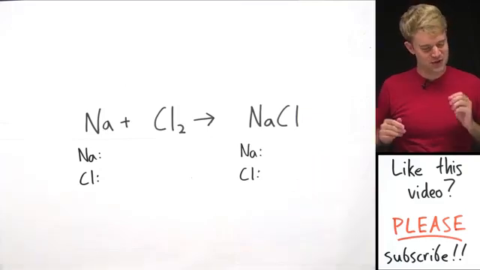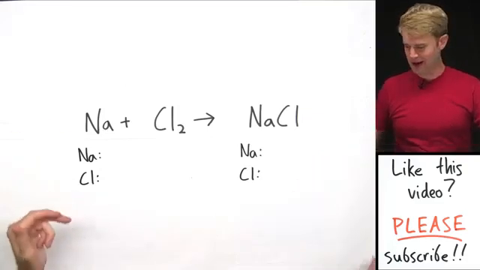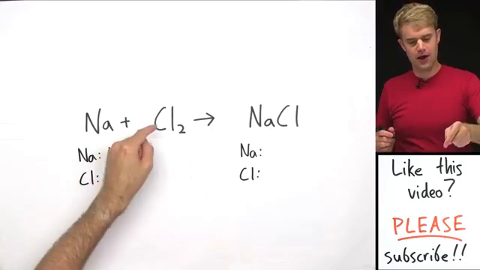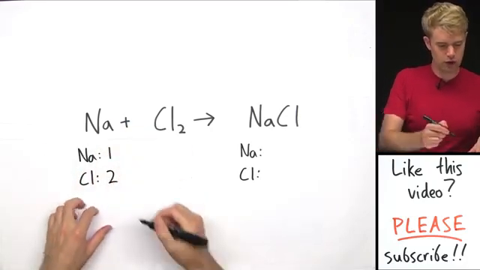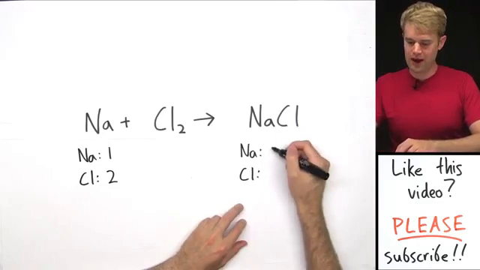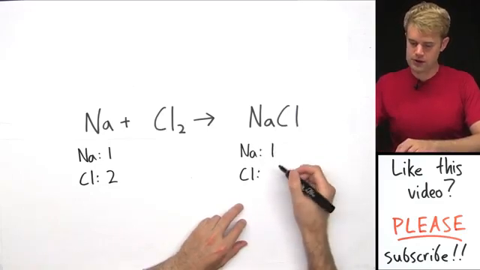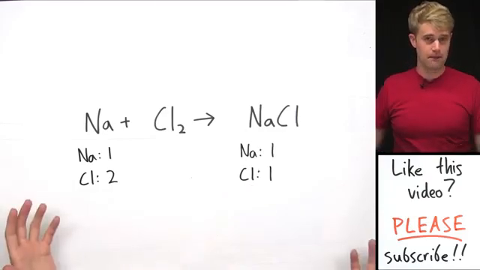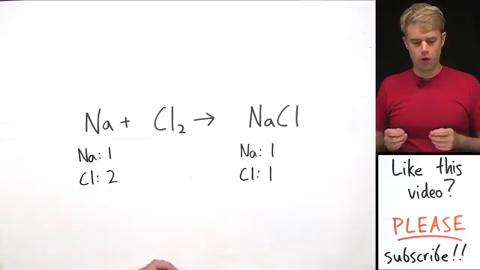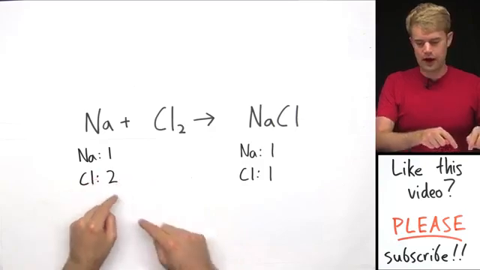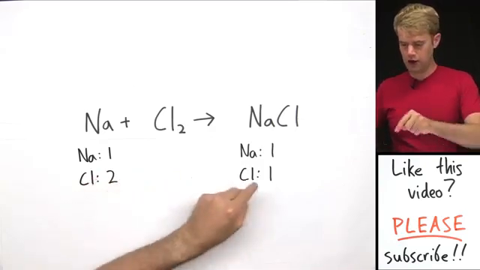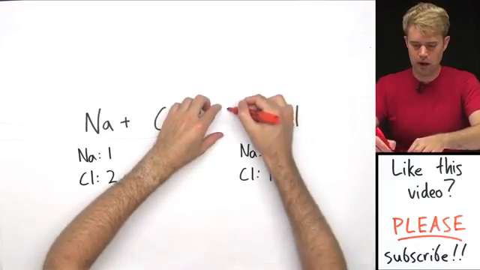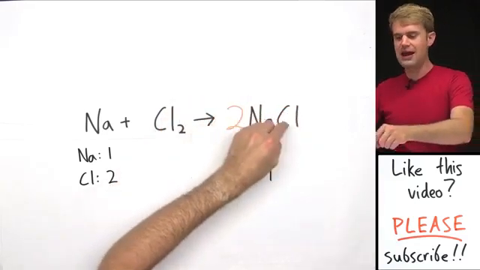Okay, so this one here has sodium and chlorine. Over here we've got 1 sodium and we have Cl2, so we have 2 chlorine atoms. Over here we have NaCl, so we have 1 Na and 1 Cl. How am I going to start? Well, I have more chlorine on this side. I have 2 over here and I only have 1 here. So I can start out by putting a 2 in front of NaCl.